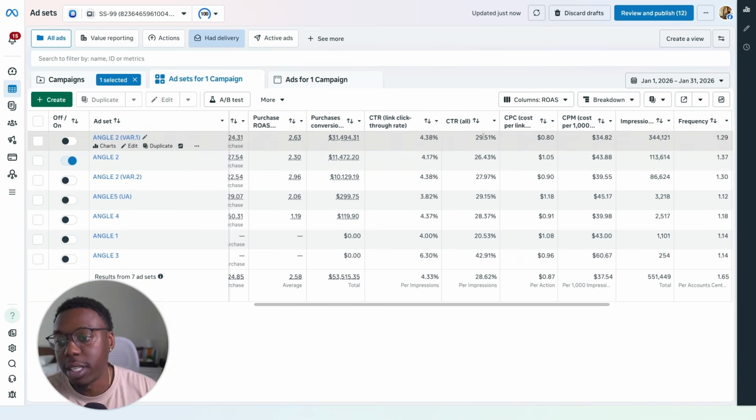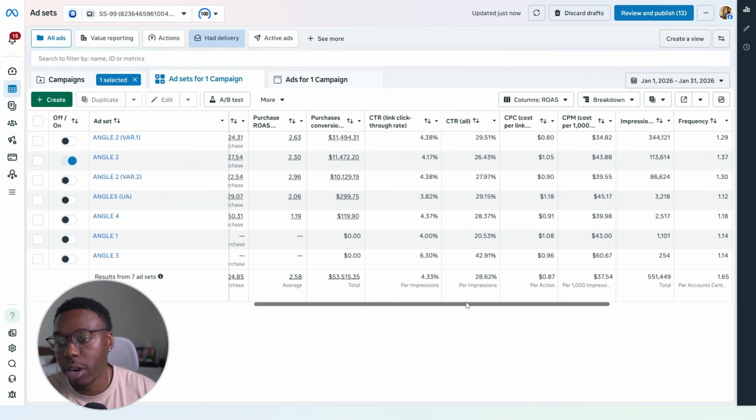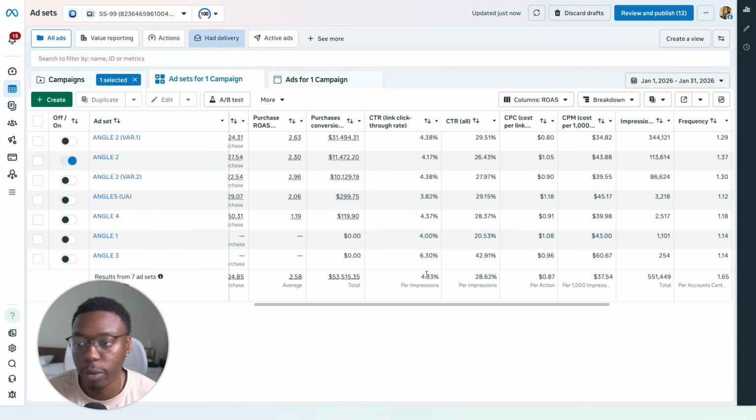The metric for CTR all is above 20%, 25%. You're rolling, you're doing really well. And then the metric for link click-through is above a 2.5% CTR. You're not going to be within KPI within the first few days, but as long as you're kind of close to that, that's essentially what you're looking for.